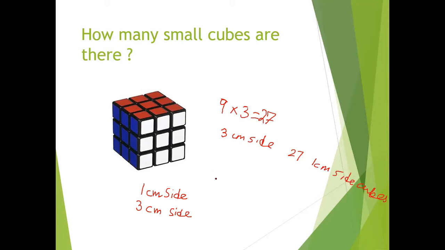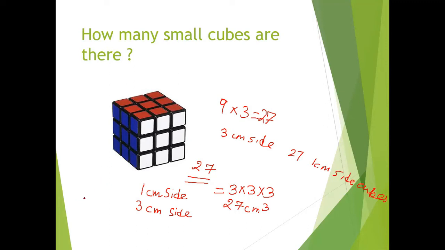Correct? So how do I get this number 27? To get this number 27, I have to multiply 3 three times. Correct? That is the volume of the cube that is shown in the picture. So 27 is a special number that makes a perfect cube.